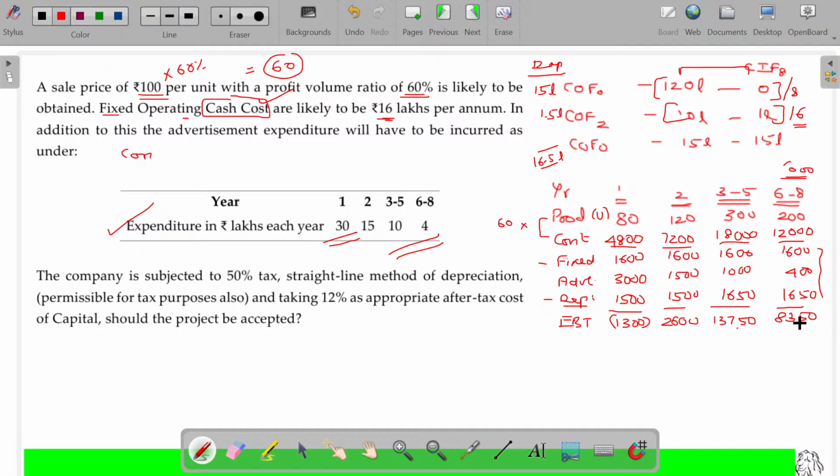This is your earnings before tax. Now you have to subtract the tax. Right. Clear?